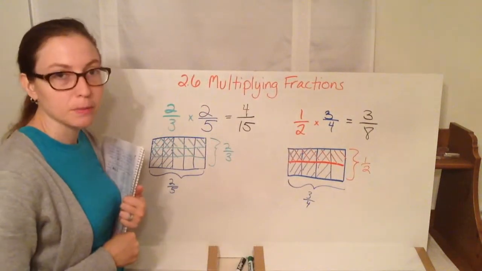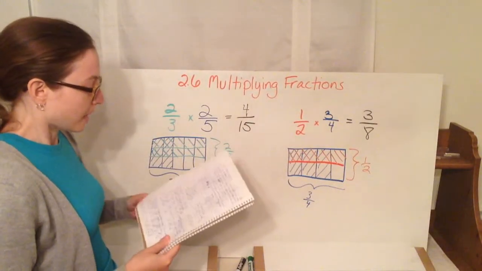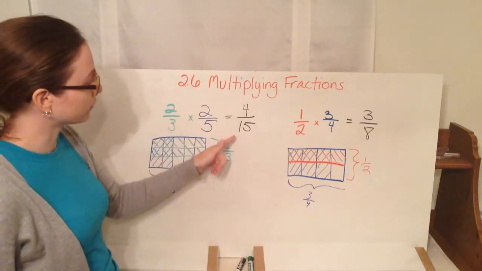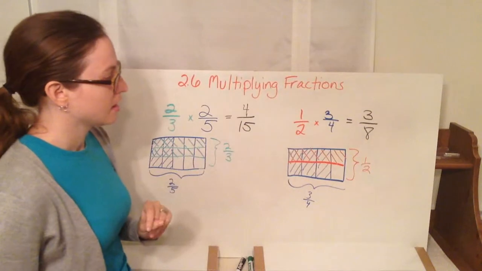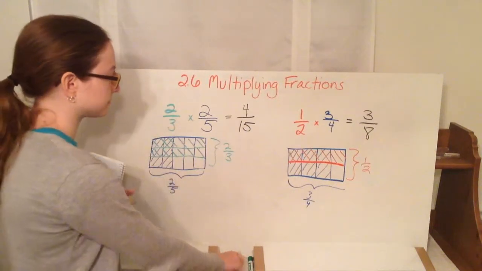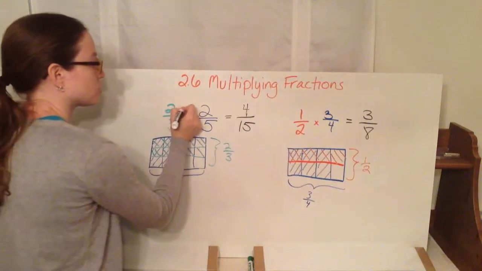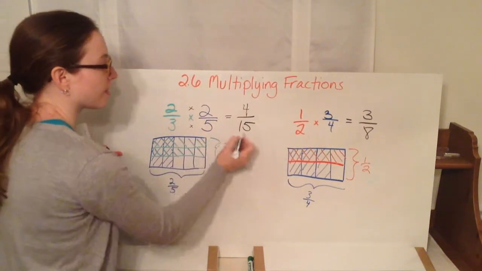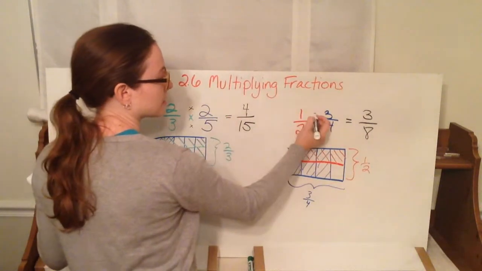I want you to look at these and see if you can figure out a pattern, because like I said, multiplication of fractions is straightforward and not very difficult. So we have 2/3 times 2/5 is 4/15. 1/2 times 3/4 is 3/8. What I really hope you're seeing is that I'm doing 2 times 2 to get 4, and 3 times 5 to get 15. So I'm going straight across. The same thing's happening here.